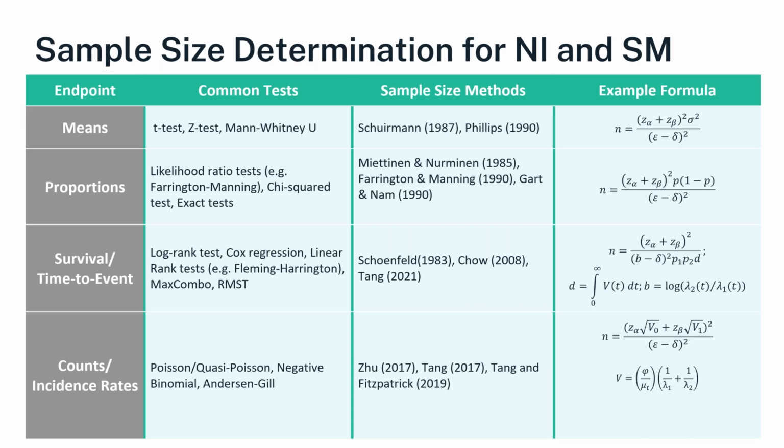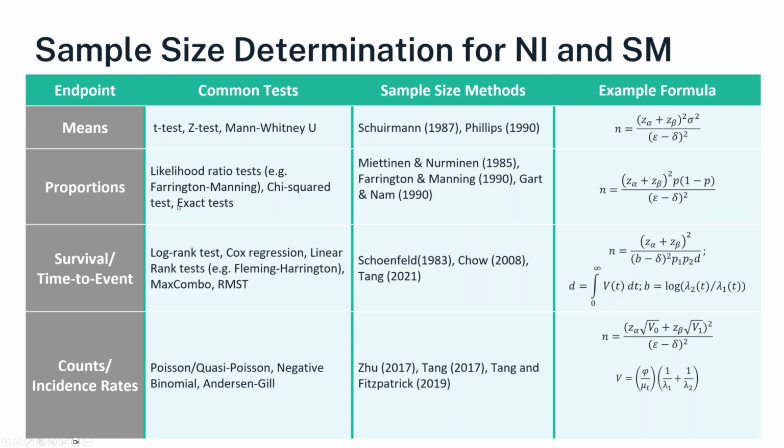So those might be more familiar, but they might not be as good as some of the methods explicitly designed for non-inferiority testing. And so, like I said, just a couple of quick examples here. In the means case, you've got t-test, z-test, Mann-Whitney U, fairly standard methods. And then for the proportions, Farrington-Manning likelihood ratio test is a very commonly used method. In fact, we're going to see an example using that in a second.